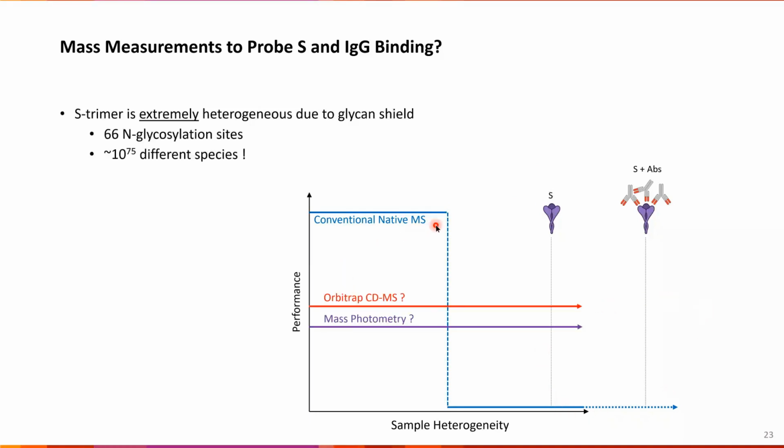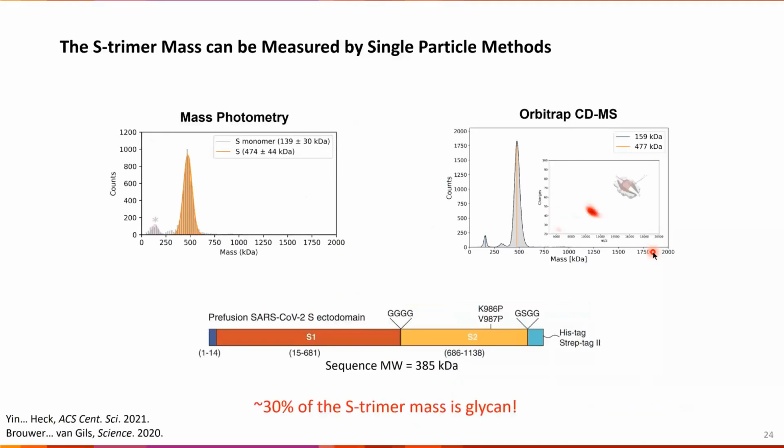With conventional native mass spectrometry, it's been thought that this has really been out of reach. However, our idea was that maybe these single particle techniques, due to their lower sensitivity with respect to heterogeneity, could actually let us measure the mass of these species, and maybe let us gain some insight into how these biological molecules interact with each other. So that's exactly what we did.